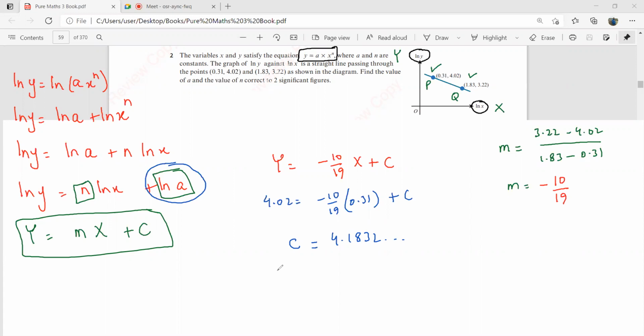So now I would say that I have here ln a that is equal to 4.1832. And this a is going to be the inverse ln of this 4.1832. Please find that. That is basically e raised to power 4.1832. Tell me what is this value?